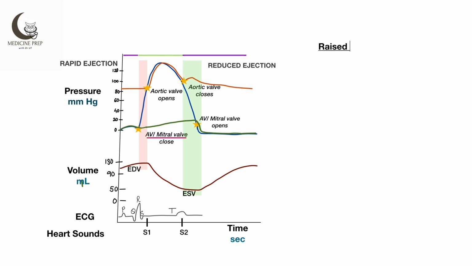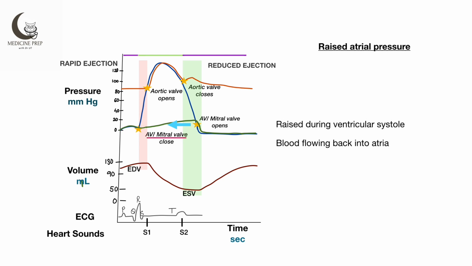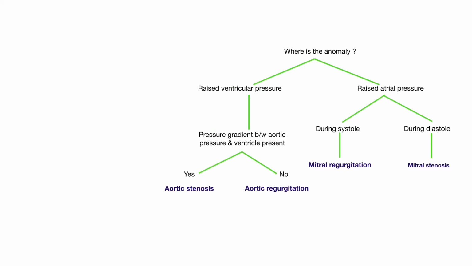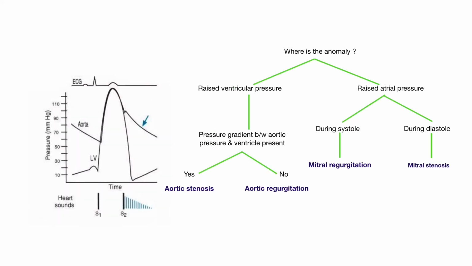However, if the atrial pressure is greater during the systolic phase, that implies that there is some amount of regurgitation happening from the ventricles into the atrium, and it's usually seen in mitral valve insufficiency. So here's your graph, and time yourself and see if within 20 seconds you can identify the pathology in this graph. I hope this video was helpful. Thank you.